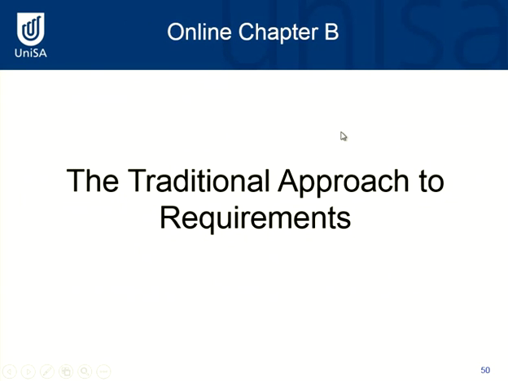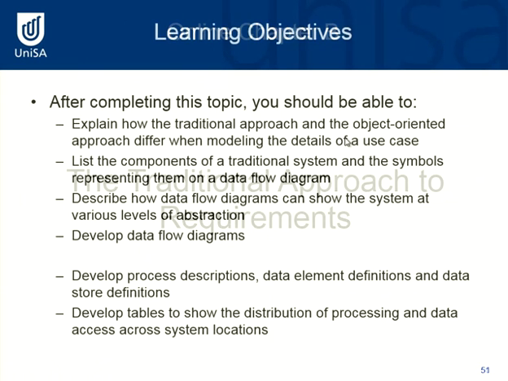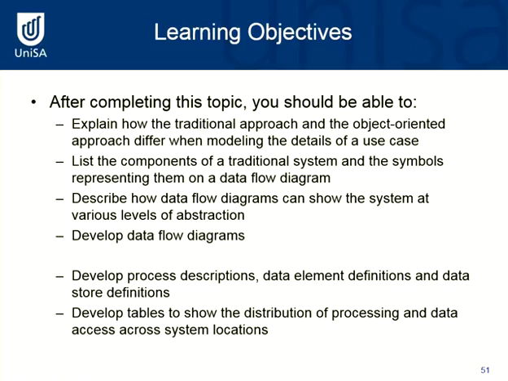We then looked at online chapter B, which is the traditional approach to requirements. Again, over a couple of weeks, we looked at the difference between the object-oriented modelling approach versus the traditional approach to modelling requirements. Looked at initially data flow diagrams. In the first week we covered it. Then we looked at process descriptions. So how do we provide descriptions for processes that we've identified in our data flow diagram? So adding another level of detail for those processes, but using the traditional approach to modelling requirements.